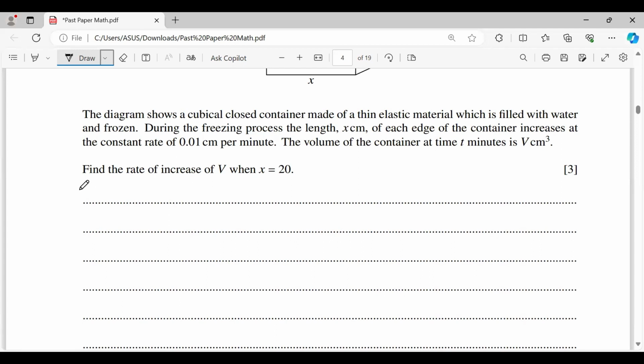So V equals x cubed. If V equals x cubed, it means the derivative dV over dx equals 3x squared. And then dx over dt equals 0.01.